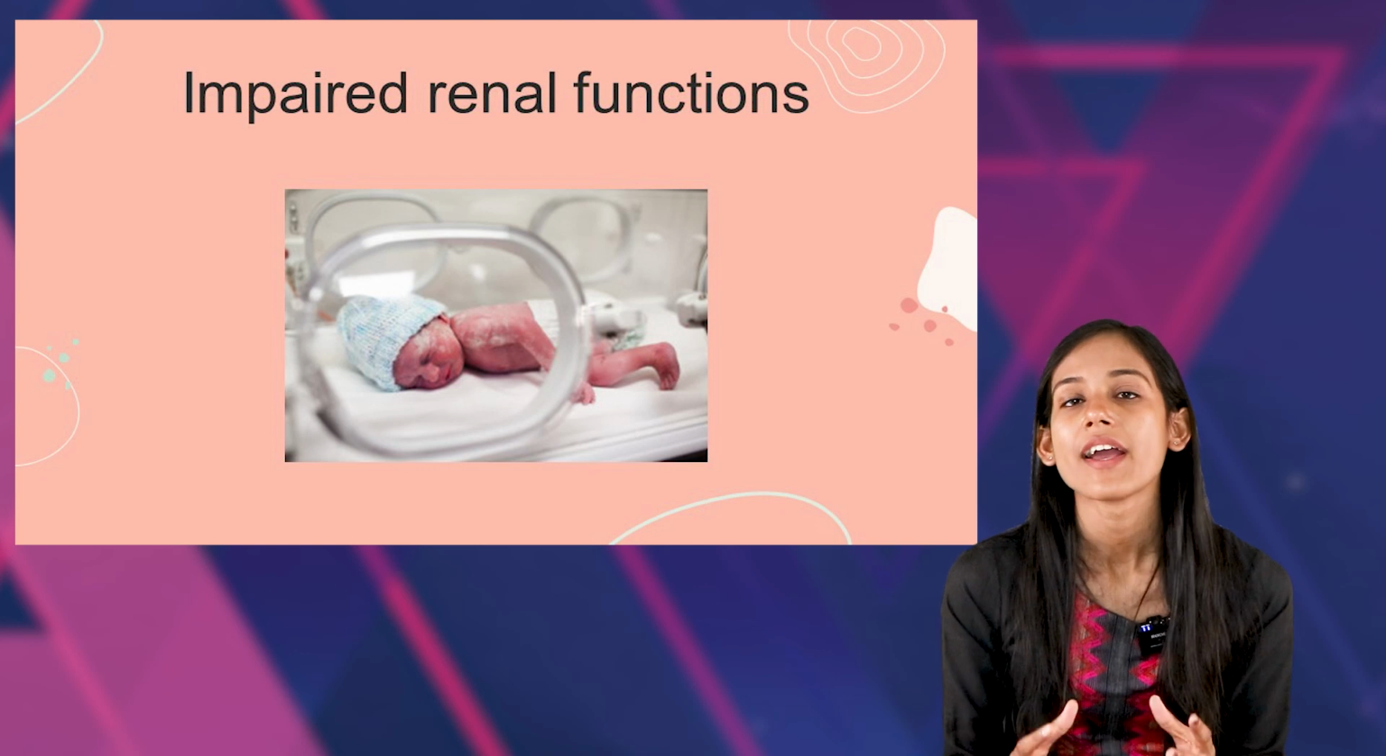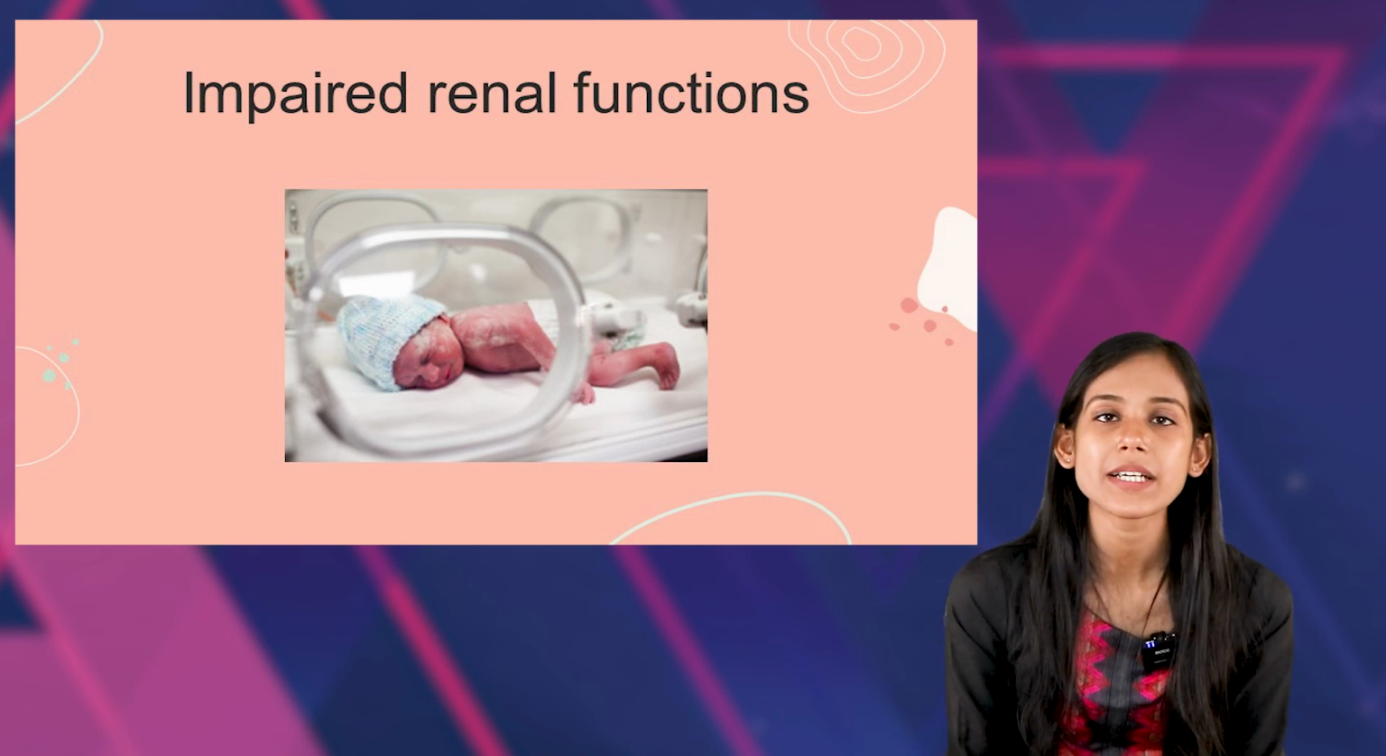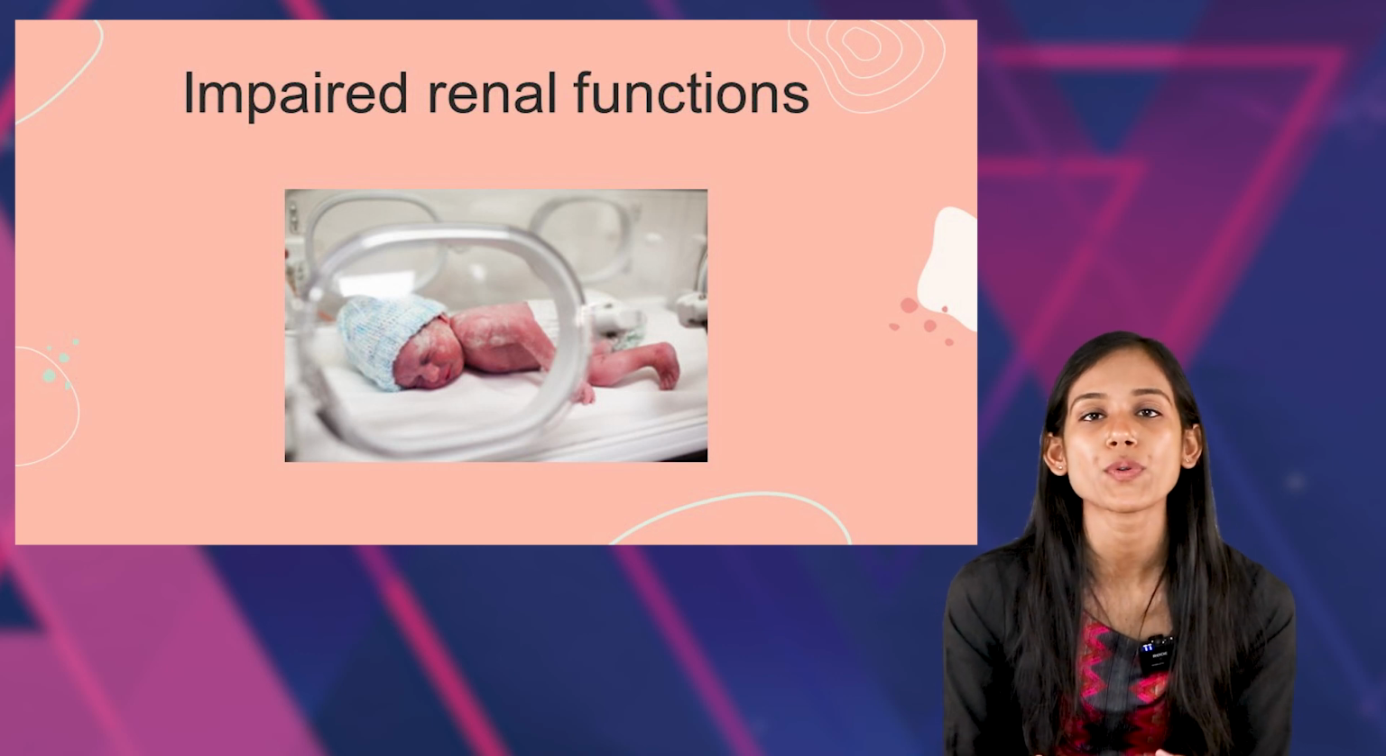So that's the reason these preterm neonates are more susceptible to infections. So this was about increased susceptibility to infection. Now next we are going to see impaired renal functions. The first thing is that these preterm neonates are more prone to develop acidosis. Why? Because their glomerular filtration rate is low, and also the concentrating ability of the renal tubules is less. So as there is an inability to conserve water, they might have dehydration.